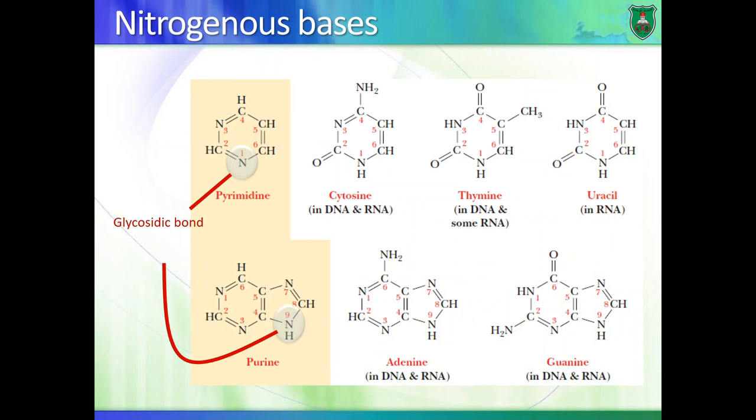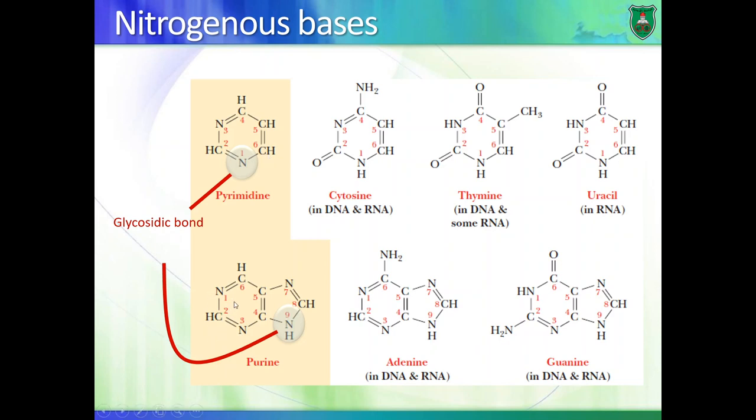So let's talk about the bases now. There are two types of bases: the pyrimidines and the purines. This is how I link the name to the structure. Purines, the little word, refers to the large structure, the double ring structure. Pyrimidine, which is a large word, refers to a small structure, a single ring structure.